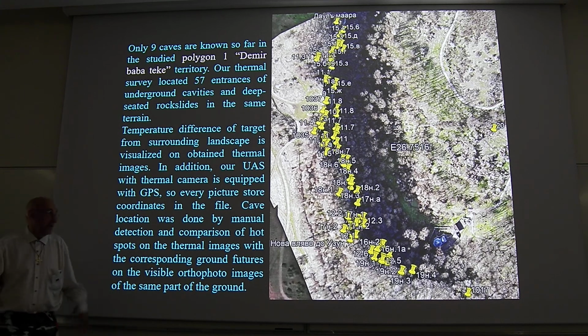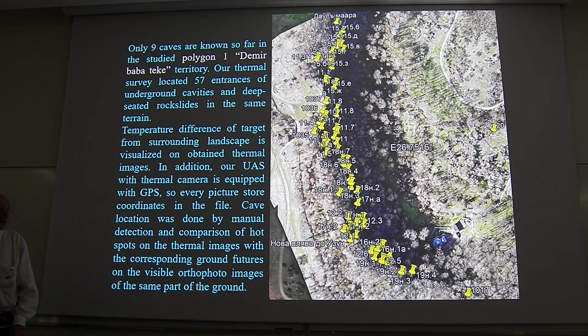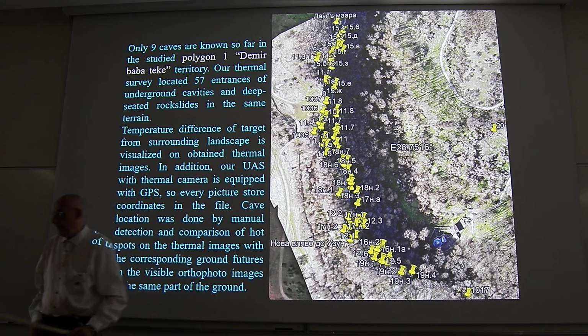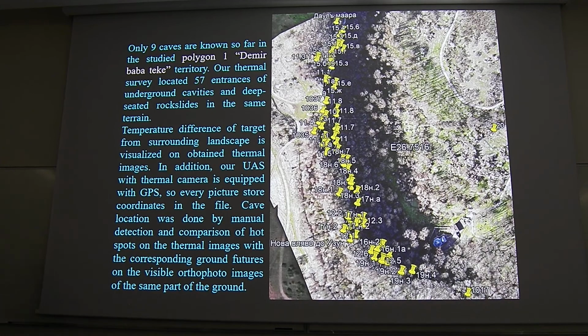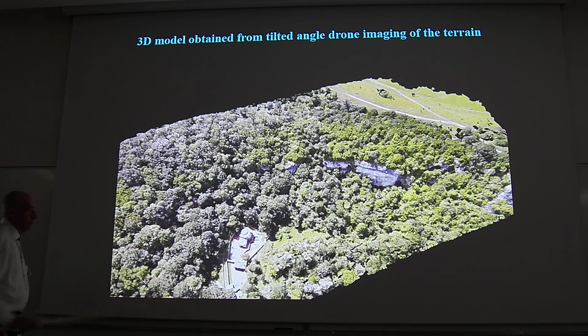I mean real caves. These are just data from thermal cameras. Actually, the region is extremely hard to go through because this is dense bush, and there are many rock falls here on this terrain, so it is not that easy to go. Then during the second set of flights, we took pictures at a 45 degrees angle to produce a better 3D model of the region, which is this thing here.